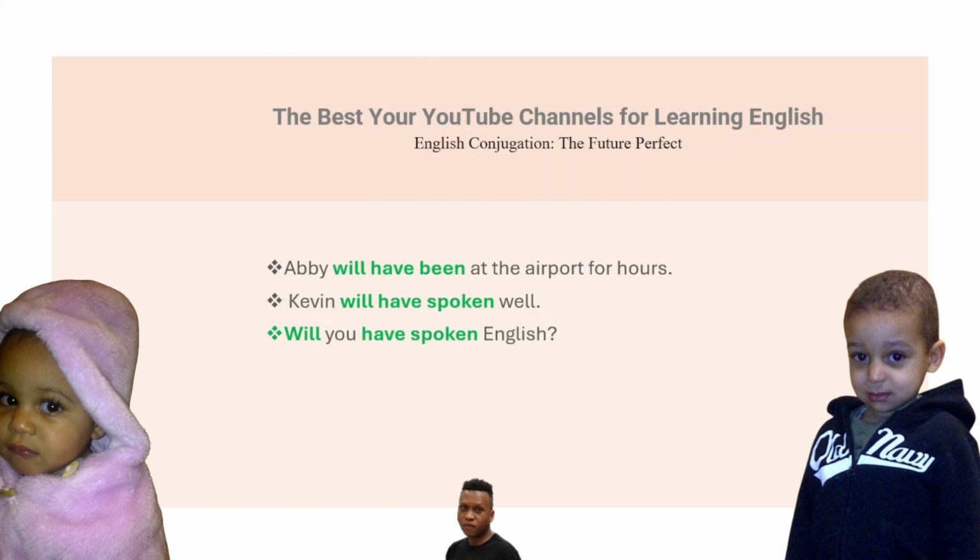Now we're going to look at the future perfect. This is the one. I'm not talking about the simple future. No, this is the perfect one. Abby will have been at the airport for hours. Here, when you see this, we have the vowel in front, so "an airport." Abby will have been at the airport for hours.